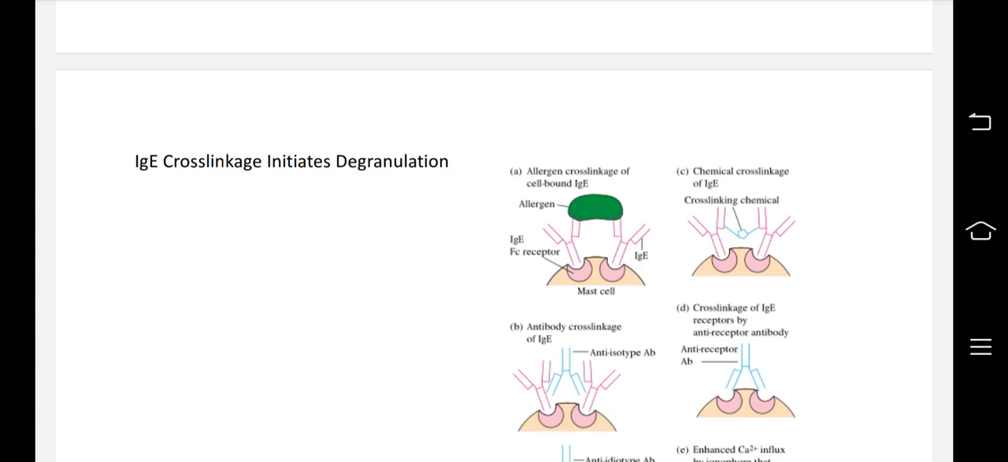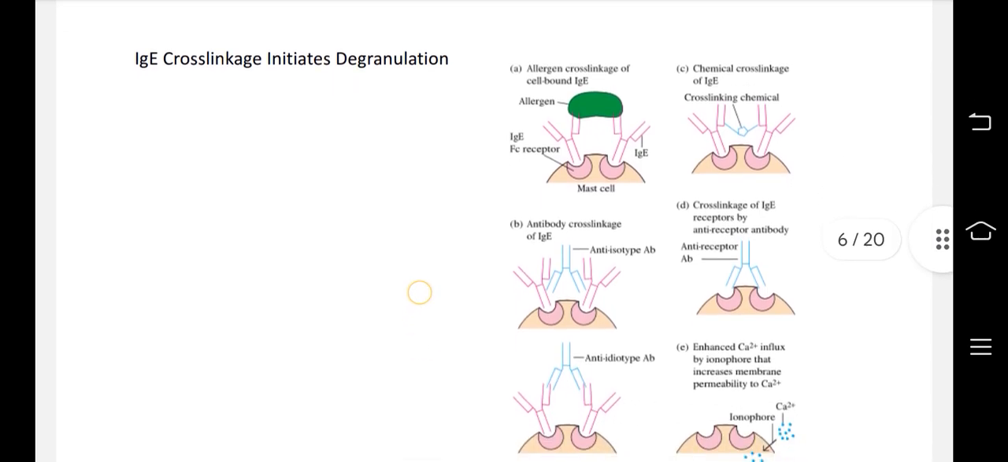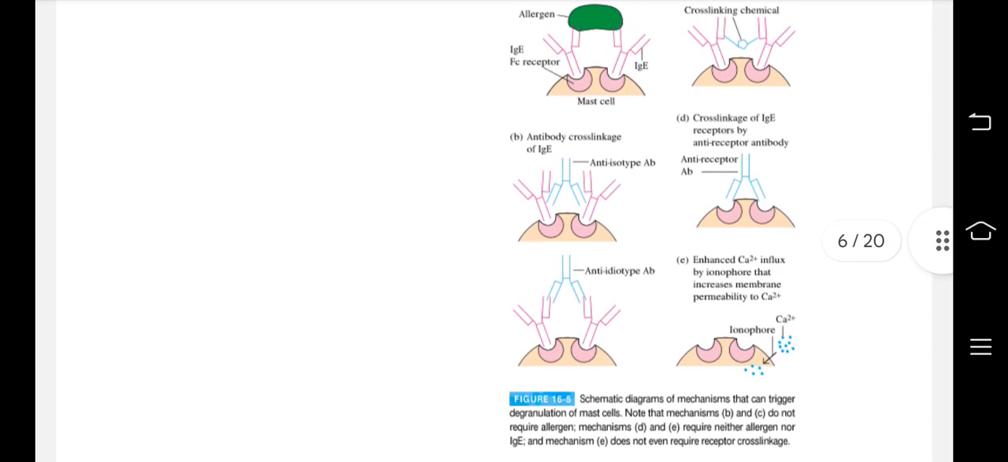So, allergen cross-linkage of cell-bound IgE. Allergen is there, IgE Fc receptor, IgE will be there, mast cell is there. Then some sort of cross-linking will be taking place. Next, in this picture B, antibody cross-linkage of IgE, anti-isotype antibody, then anti-idiotype antibody.